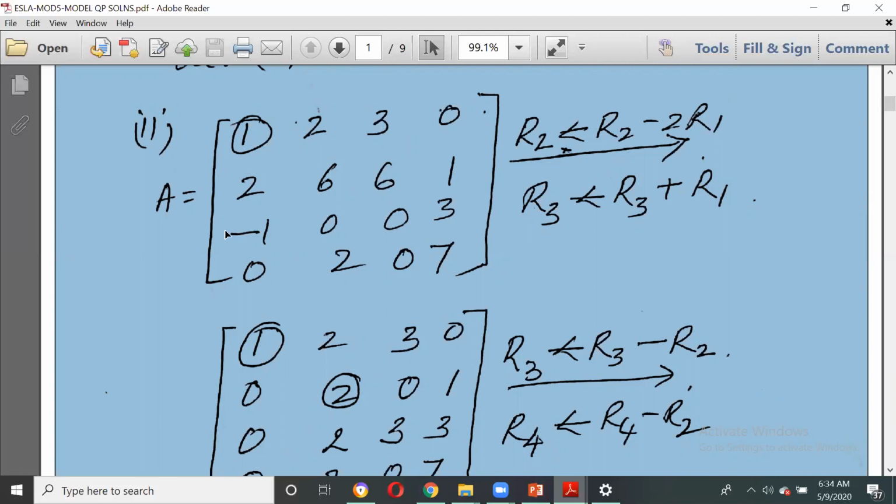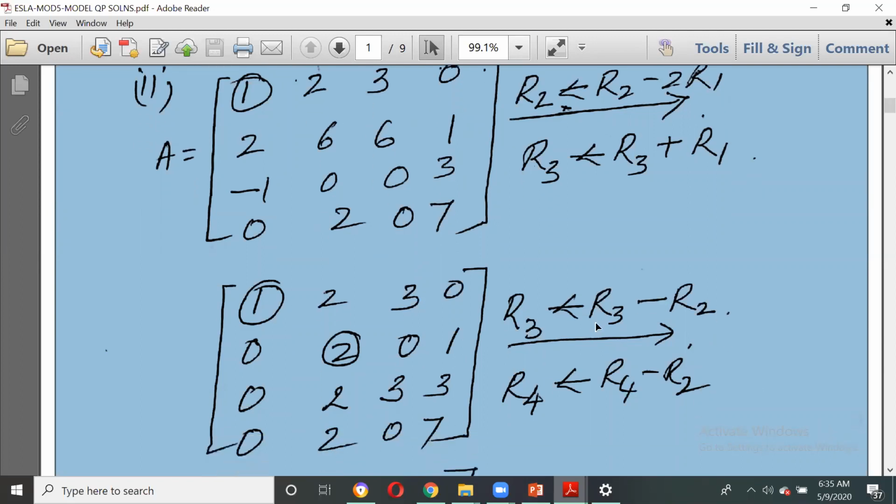Then this should be made equal to 0. For that, we just add R1 and R3 and put it in R3. Minus 1 plus 1 will be 0. 0 plus 2 will be 2. 0 plus 3 will be 3. 3 plus 0 will be 3. Then in the fourth row, a 0 is already present, so nothing needs to be done, you just need to reproduce it.